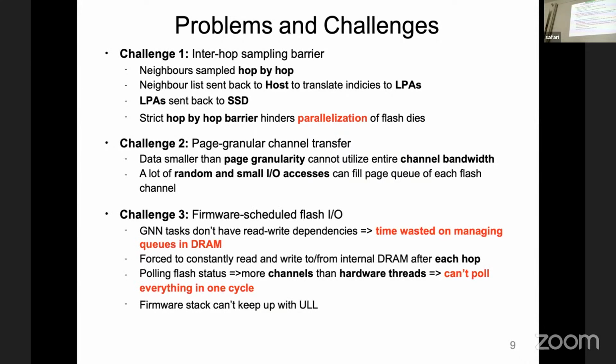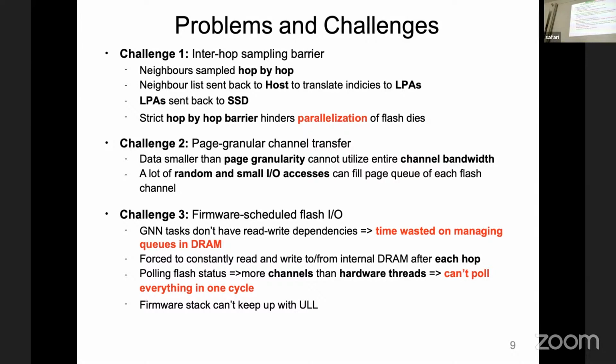And the third problem is that the firmware-scheduled flash I/O significantly slows down every flash access because every read and write operation has to go through the DRAM directly. And we also don't have enough hardware cores because the embedded CPUs usually only have 2 to 4 cores in each SSD. And there are also usually up to 100 channels per SSD. So we cannot complete every I/O for every channel in the same cycle.